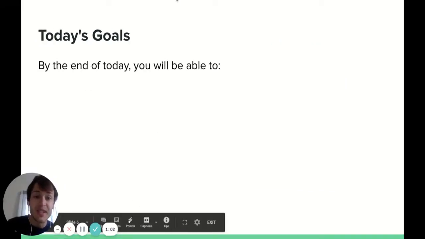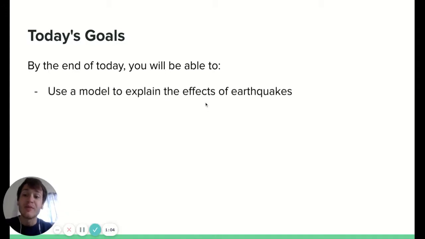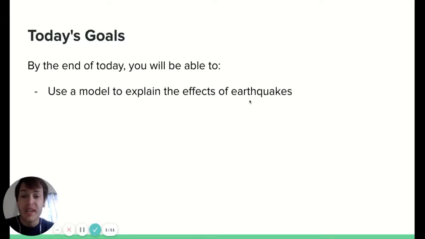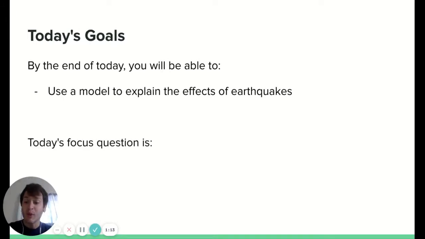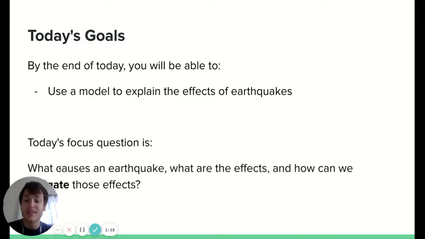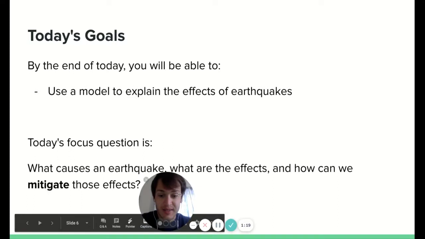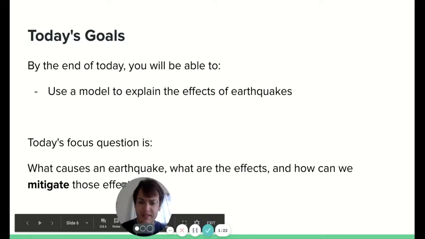Today's goal is by the end of today, you will be able to use a model to explain the effects of earthquakes. So we are going to use a model today to see how an earthquake works. And our focus question for today is, what causes an earthquake? What are the effects? And how can we mitigate those effects?